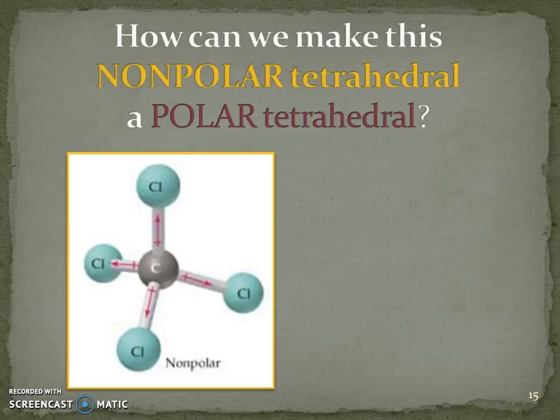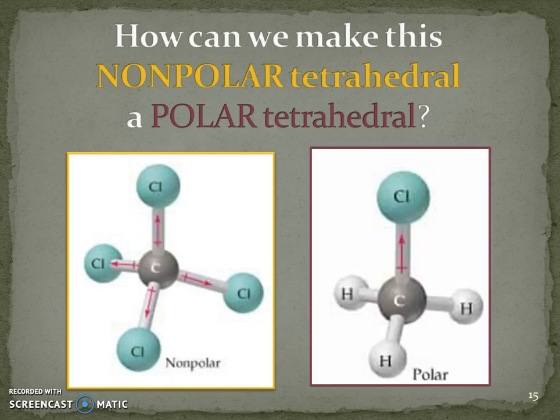So how can we make this polar? This is a tetrahedral. We have carbon getting pulled by four chlorine atoms. Hopefully you remember from previous videos and discussions in class that all you've got to do is change the elements. If you change the elements in any way, if they're different than the four that are the same, if you change one, if you change two, if you change three, it now becomes polar because the pull on that central atom is going to be different. So there's the difference between a nonpolar tetrahedral and a polar tetrahedral.